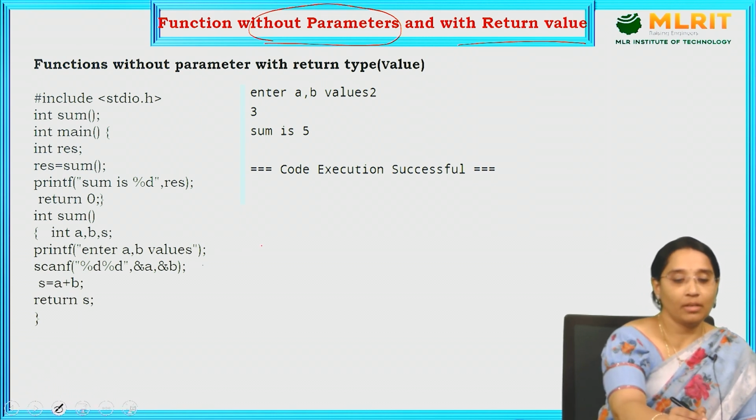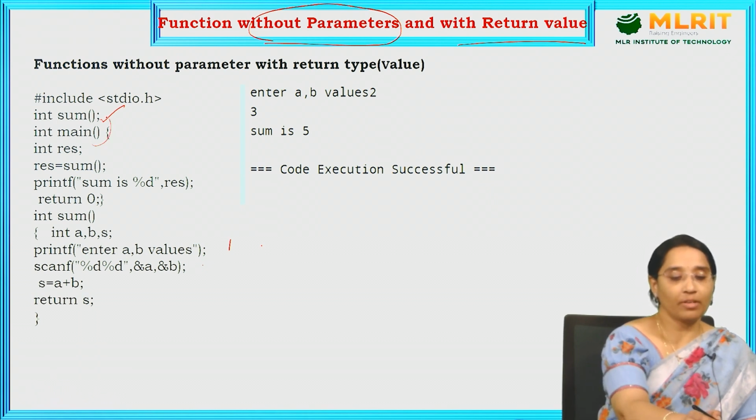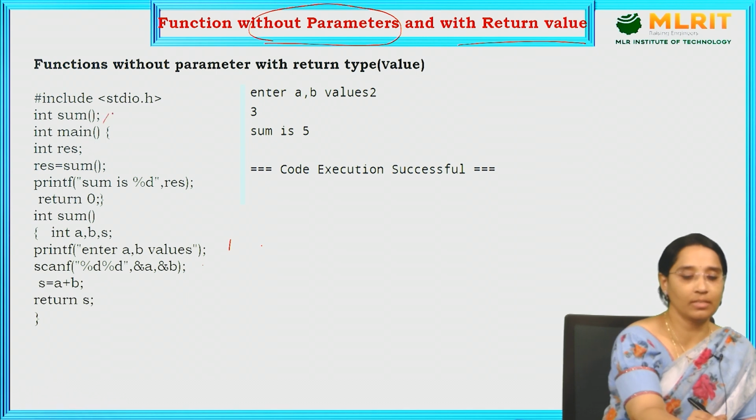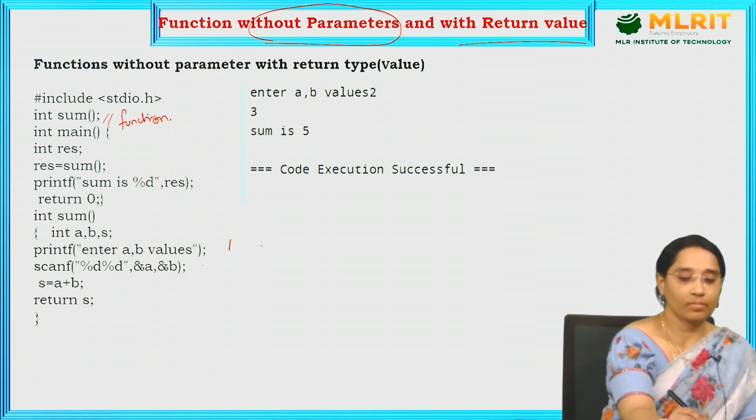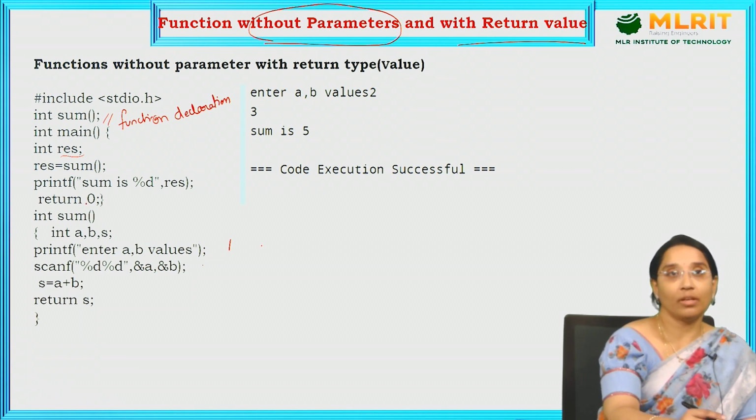See here, in sum, the function declaration is written above the main function. This is the function declaration, and this is your main function. Next, res is a variable. We have taken it because there are return values that will go back to the calling function. So res is equal to sum, and sum is a function call here.